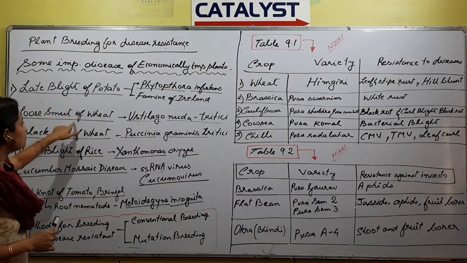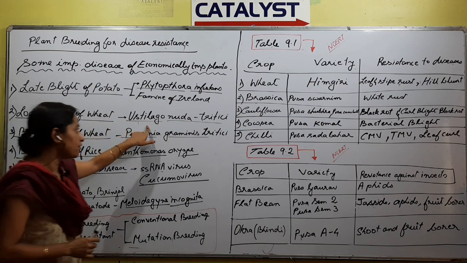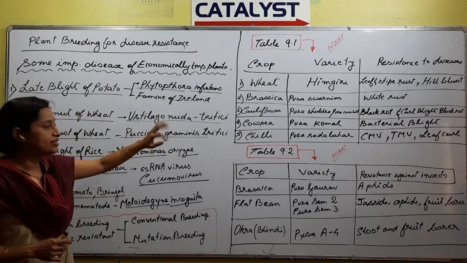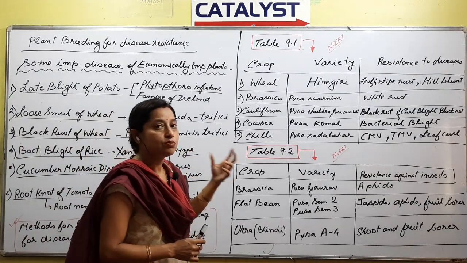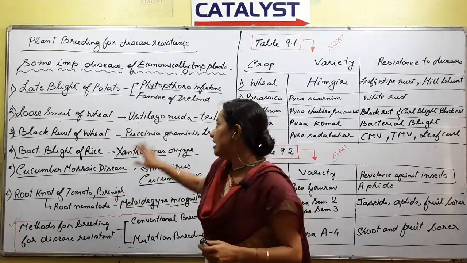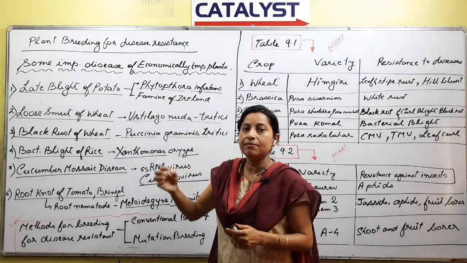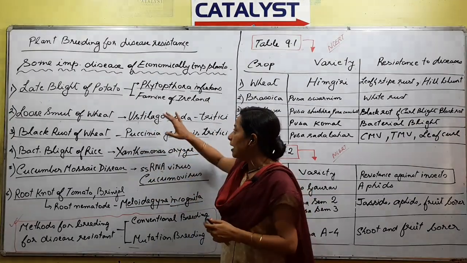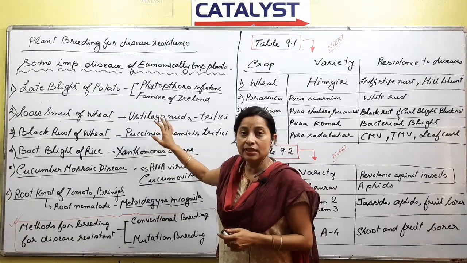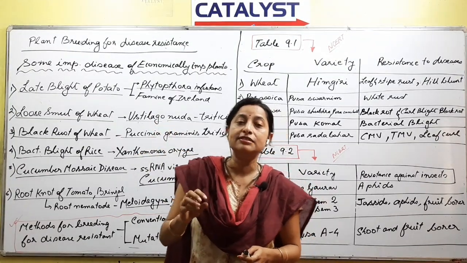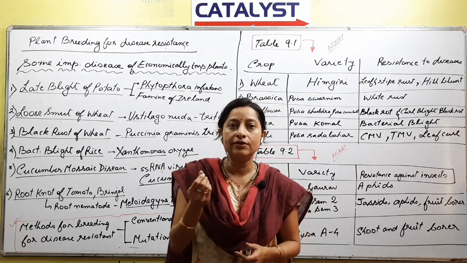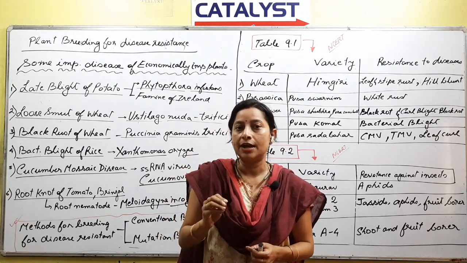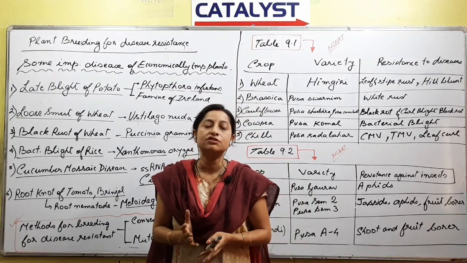Second is loose smut of wheat. Loose smut of wheat, causative organism is Ustilago nuda tritici. Ustilago is again an example of a fungi. So loose smut of wheat is again a fungal disease. Control by application of fungicides, right? And what is the symptom that you will see? You will see that the inflorescence would have some powdery black spots or dry coal powder, something you will see in the inflorescence of the wheat.